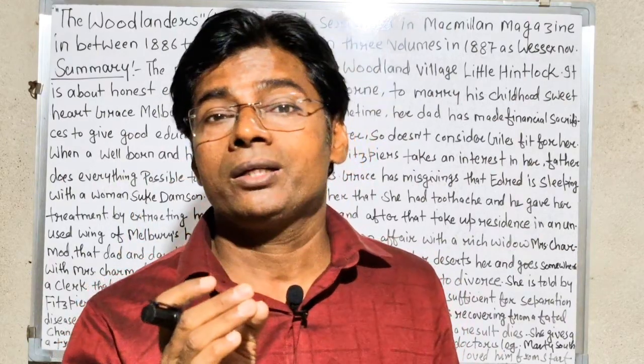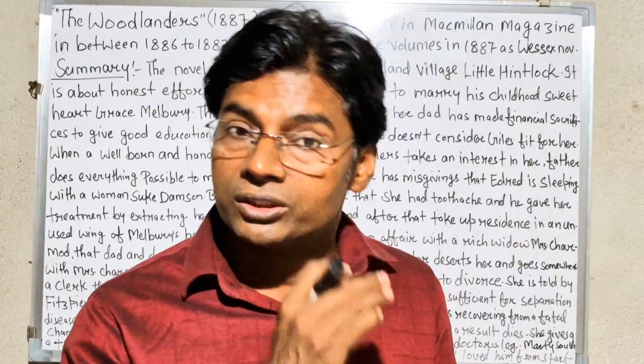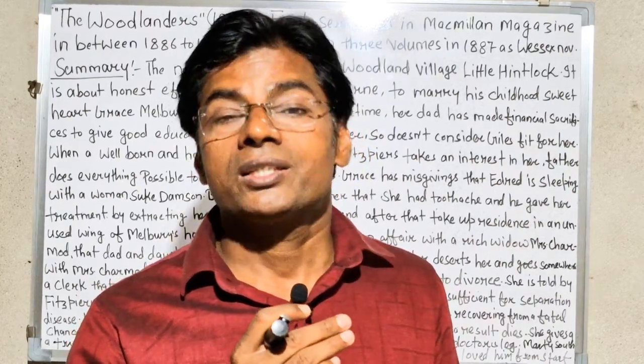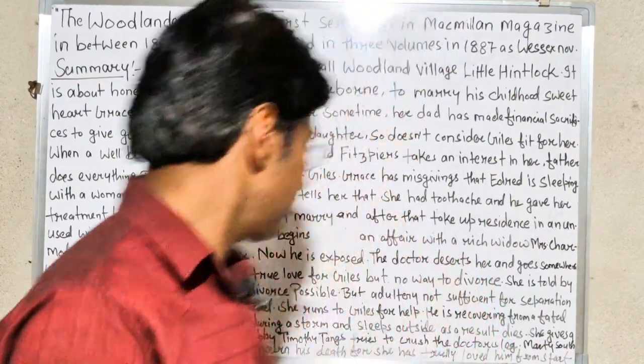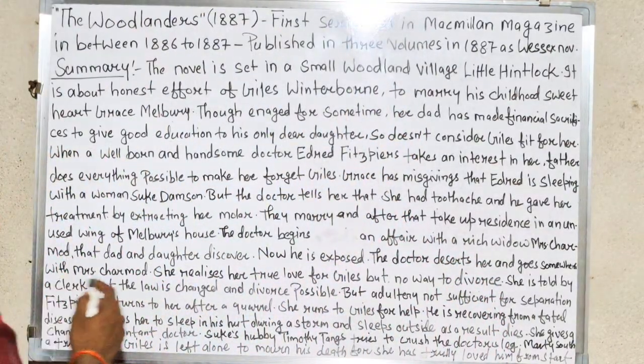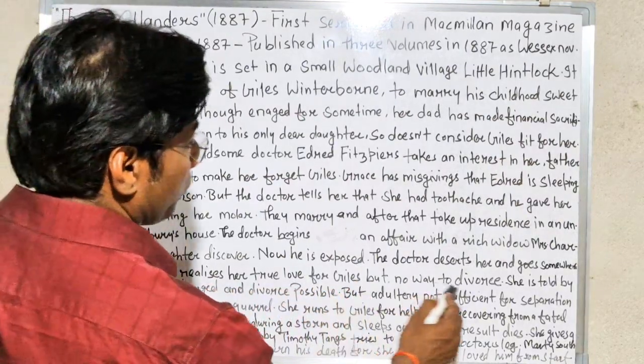So she realizes that if there was any man she loved truly, and that person loved her truly, that is Giles Winterbourne, but there is no way to get divorced and to get settled with him. So see, but no way to divorce.